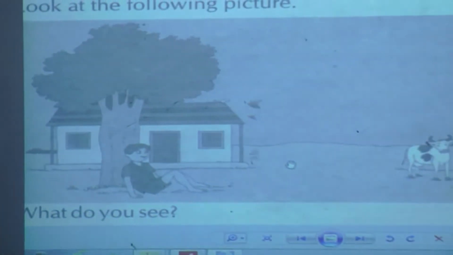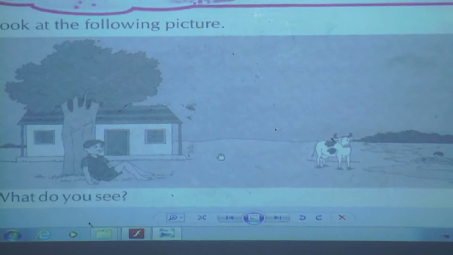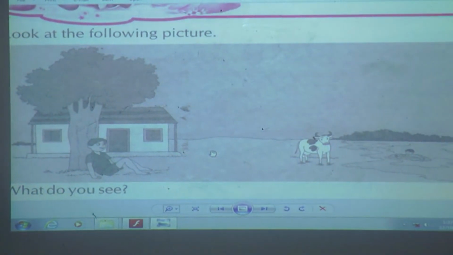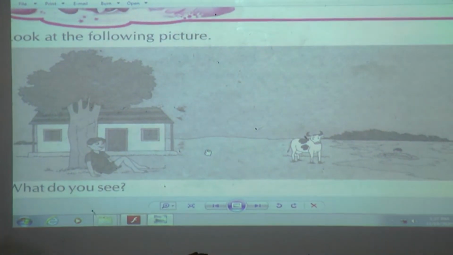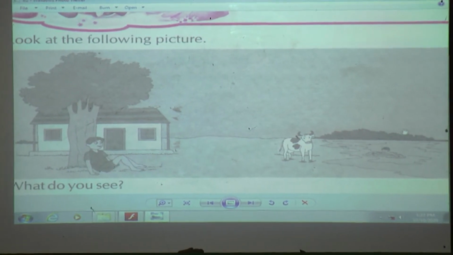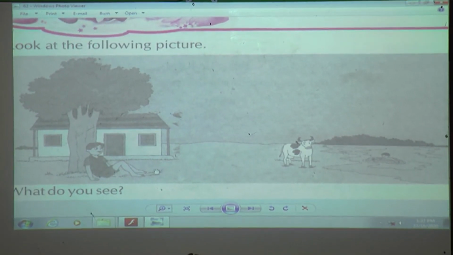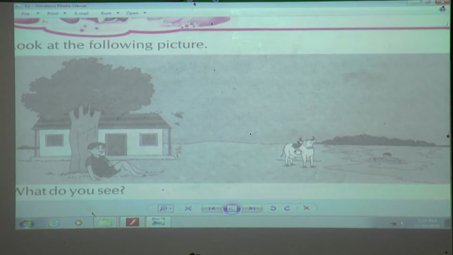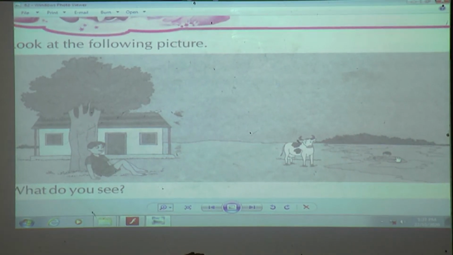Before I start, we'll see a picture composition. You have to see the image and tell me what is in this picture. Can you see clearly, students, what is there? You can see one boy, a cow. Here you can see one boy swimming. You can see a bird, a tree, a house. Okay?